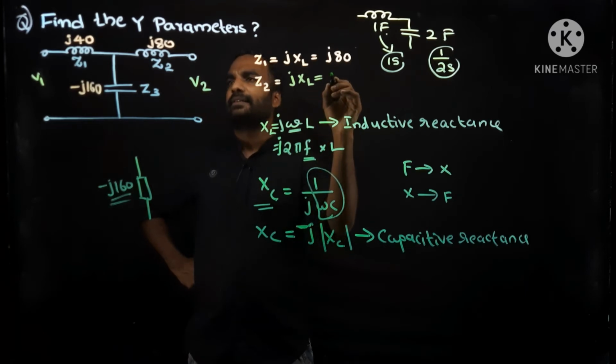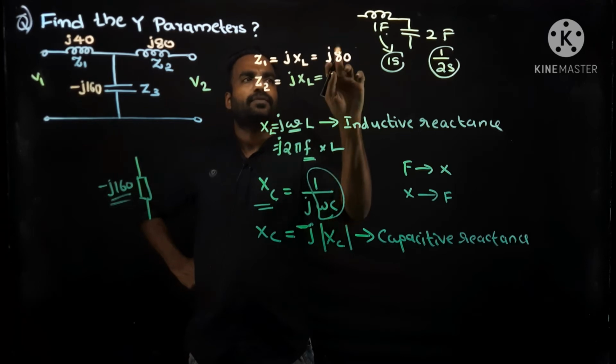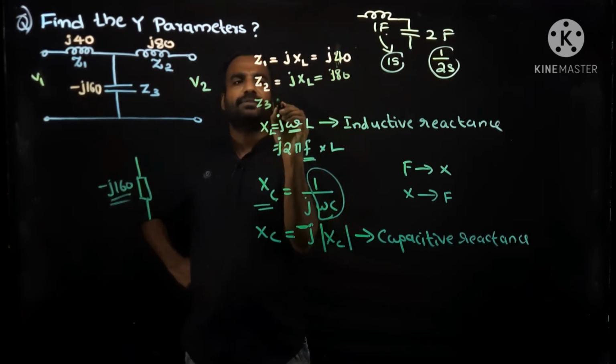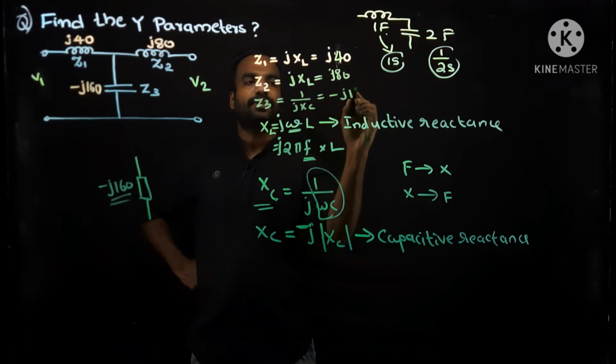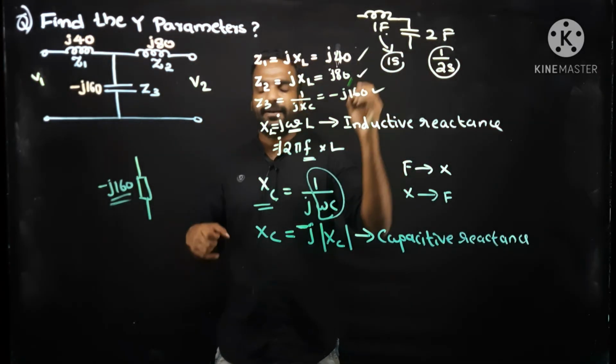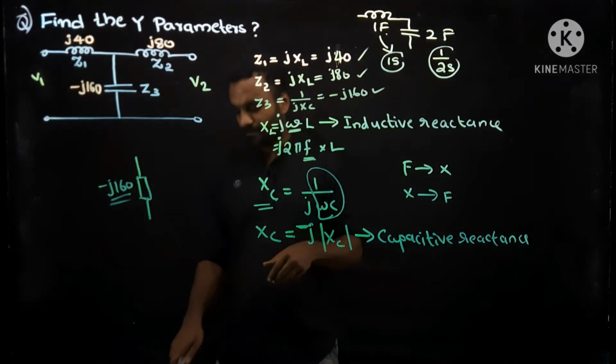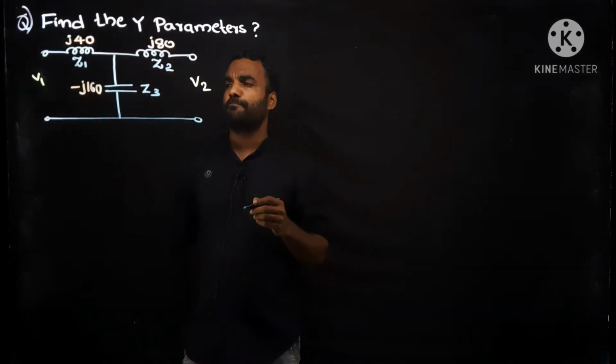That is, sorry, Z1 is J40, Z2 is J80 and Z3 is 1 by JωC form, that is minus J160. These are the given data. Now let me solve the problem. So let us start the problem.